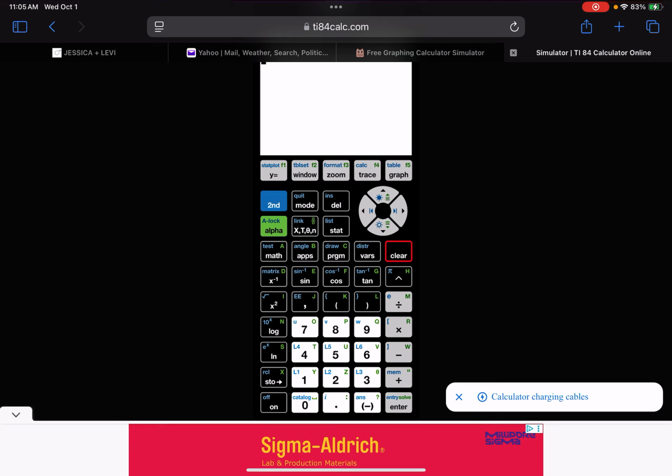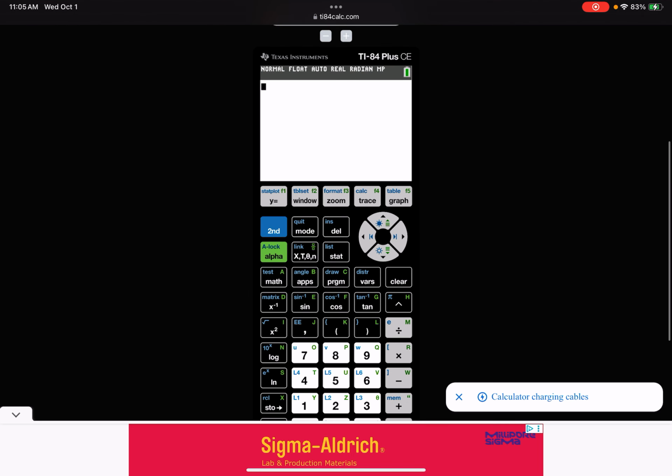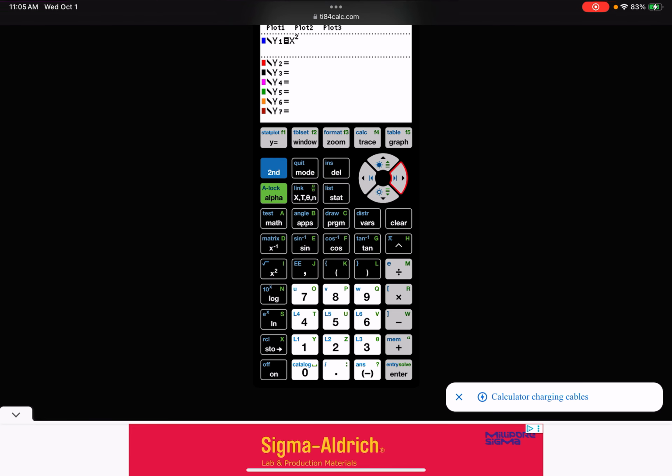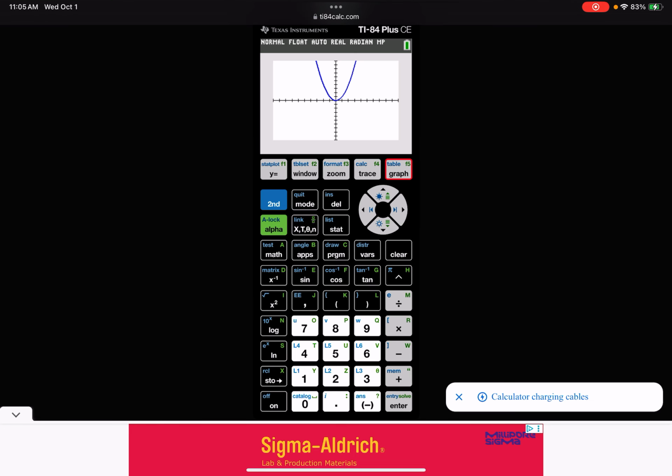So I have the calculator here. If I go to y equals and I type in x squared, which is already in there, and then you can hit graph or clear. You can just go back to the regular screen, and then you can go to second calculate and go to value, which is number 1.